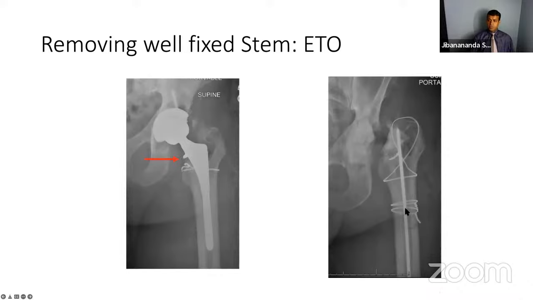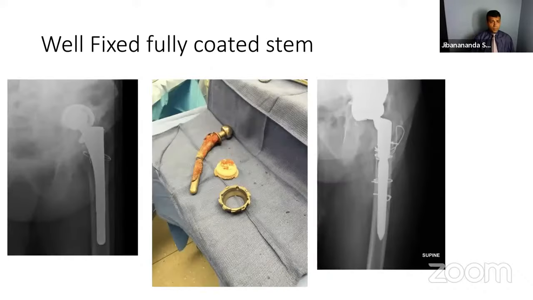So as you can see, it's the post-ETO, the figure of 8 wiring technique, as I showed on the other picture. And then this guy healed really well and had a second stage later. This is another example of a fully coated, well-fixed cylindrical stem, or nearly fully coated. It's the 3/4 coated. This is a monoblock stem. This was done in 1982.